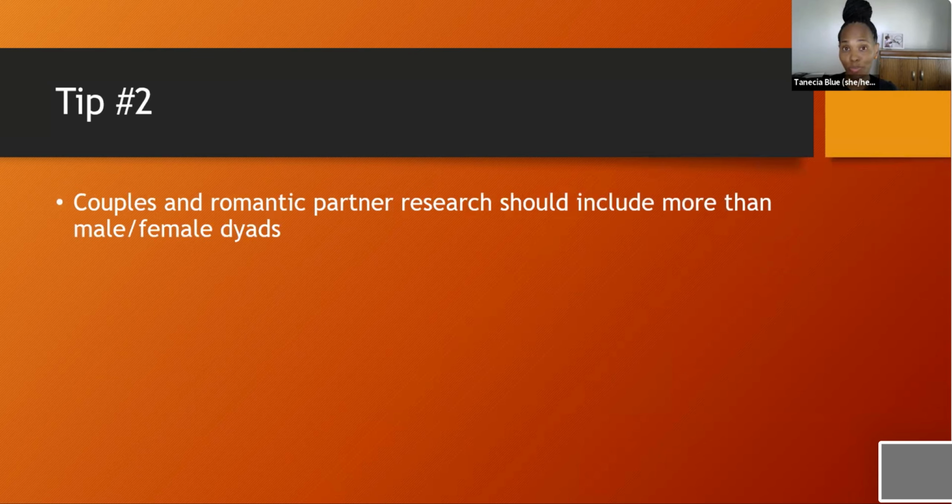Tip number 2, couples and romantic partner research should include more than just male-female dyads. Unless for some reason the point of your research is to study only male-female dyads, consider talking about the many different kinds of couples that are out there.